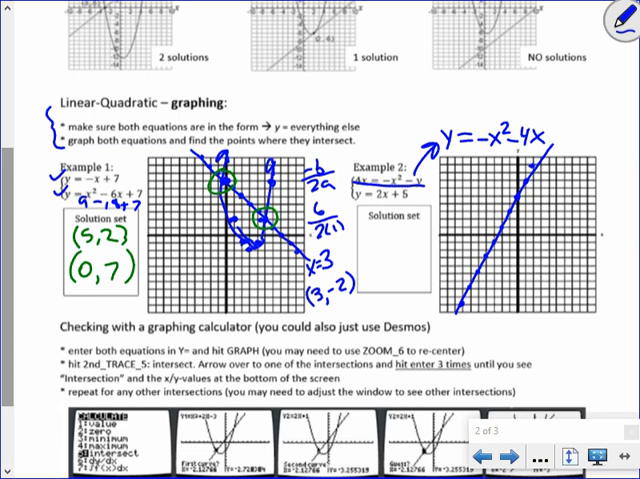Alright, now on to the parabola. How do I know this one is a parabola? Quadratic. It has an x squared as well as an x. And b, which is 0. But how would I graph that?